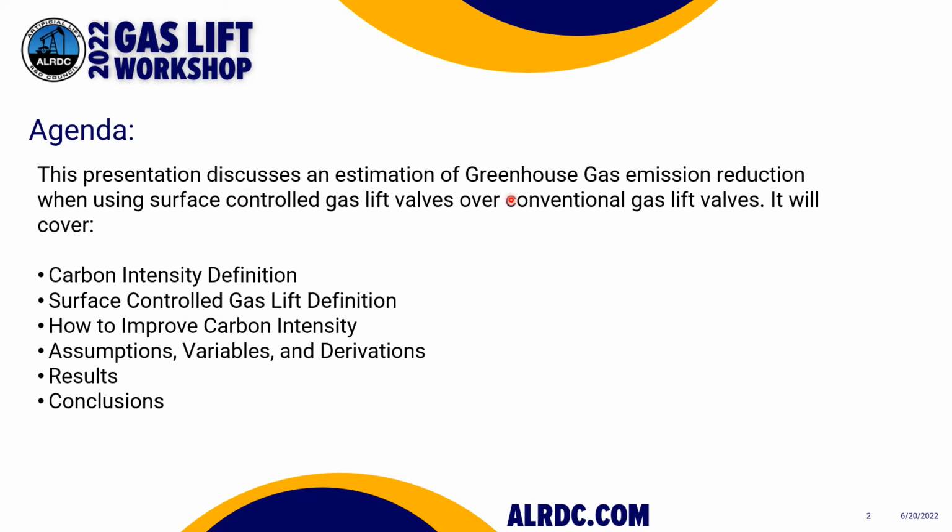So the agenda. This is a brief outline of what we're going to be talking about. Key point throughout this is that greenhouse gases can increase or decrease based on production decisions that the operator makes. Carbon intensity is a method that's used to kind of normalize the amount of emissions per oil produced. And I'm going to show that using some very basic information about the well, we can determine how decisions made on a well from a production standpoint, gas injection standpoint, change that carbon intensity.